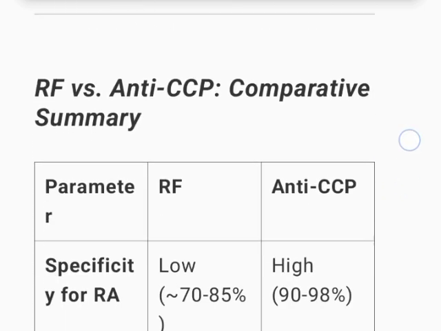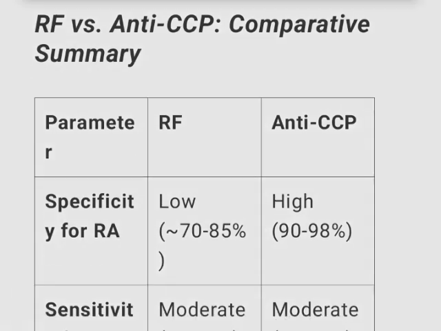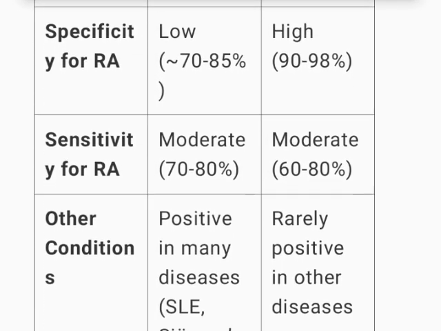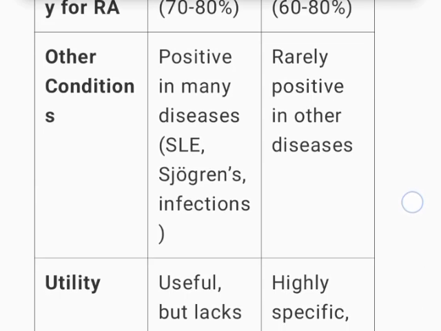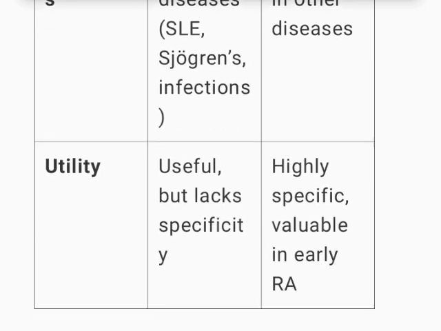RF versus anti-CCP. Comparative summary. Parameter: RF, anti-CCP. Specificity for RA: RF low, 70-85%; anti-CCP high, 90-98%. Sensitivity: RF moderate, 70-80%; anti-CCP moderate, 60-80%. Other conditions: RF positive in many diseases, SLE, Sjogren's, infections; anti-CCP rarely positive in other diseases. Utility: RF useful but lacks specificity; anti-CCP highly specific, valuable in early RA.